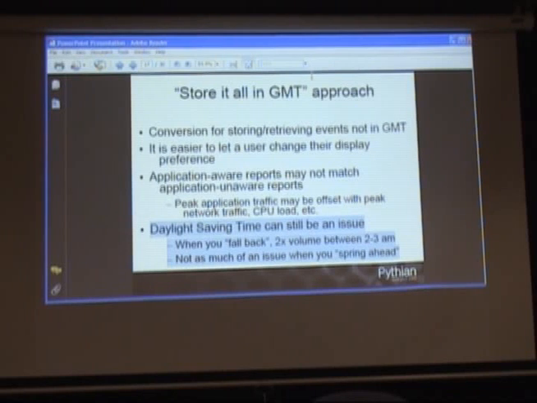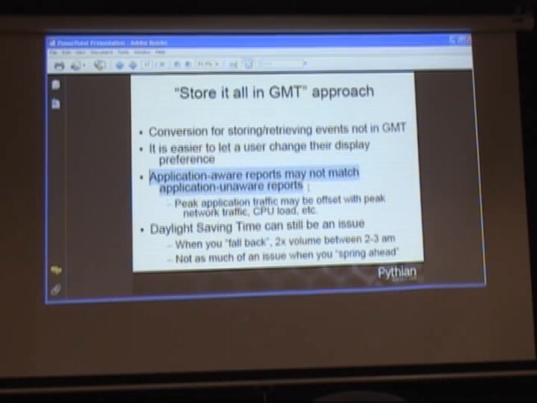If you do store it all in GMT, which is what a lot of people do, storing it all as a user in Greenwich would see it, you would convert all the events that you store and retrieve for people not in GMT. So if you're in Eastern time, you're doing two conversions: one to convert to GMT to store it in the database, and one to convert back when I see it. However, it's easier in that case to let the user change their display preference. Since you're always converting on storage and retrieval anyway, it's just a matter of changing the offset.